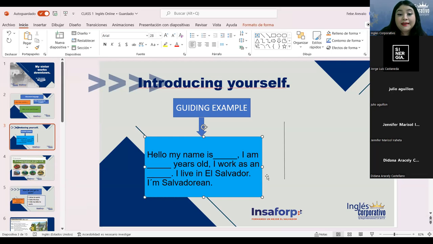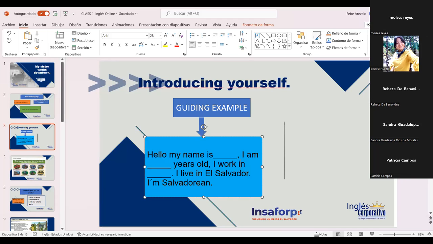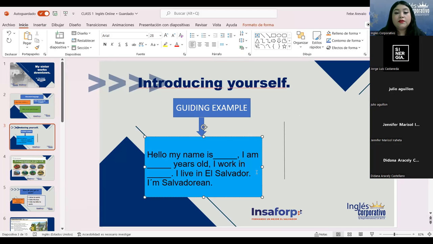Quita ese I work as an y pone I work in, trabajo en, right? Ya no va a decir trabajo de, sino que va a decir trabajo en. Because you are mentioning the place. Right? Porque está mencionando el lugar. Cualquiera de las dos es válida. Eso depende de lo que usted quiera decir. Si usted quiere decir de qué trabaja, utiliza I work as an. Right? As a doctor. As an English teacher. Si no, solo dice I work in. Inglés corporativo, I work in another academy, all right? And you add, and so on. Okay, usted le puede ir agregando lo que usted desee.